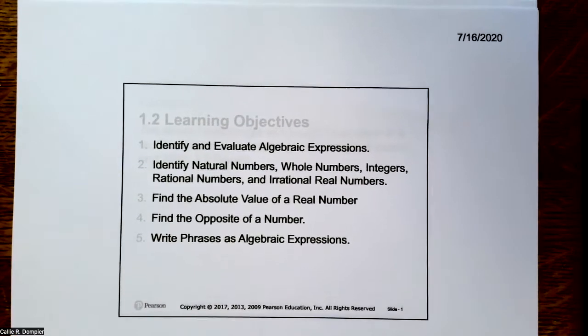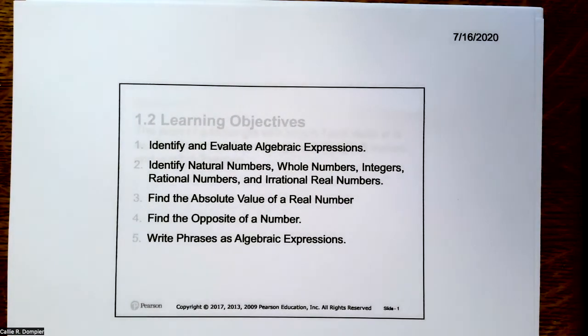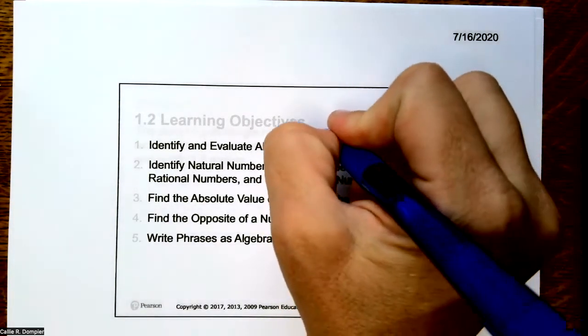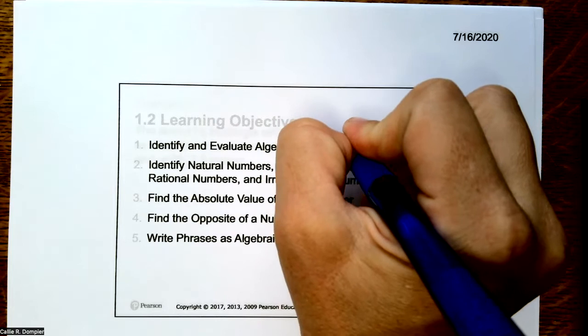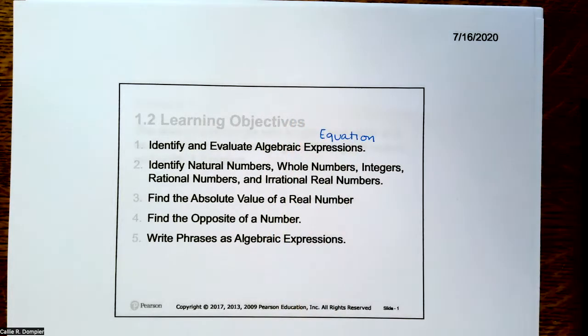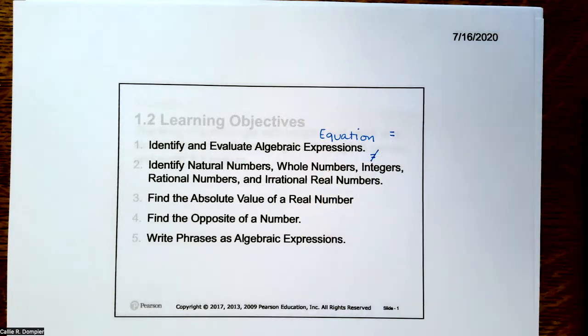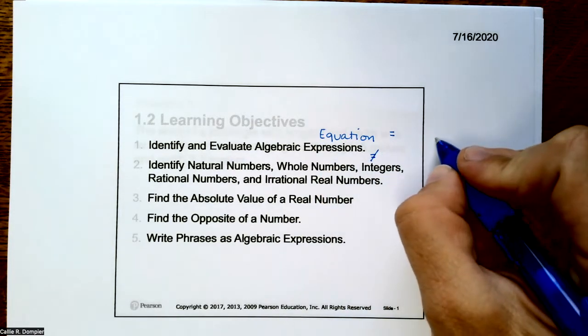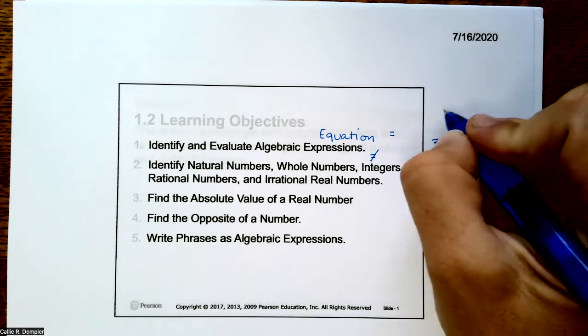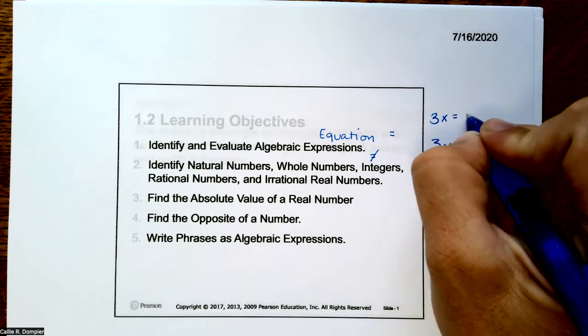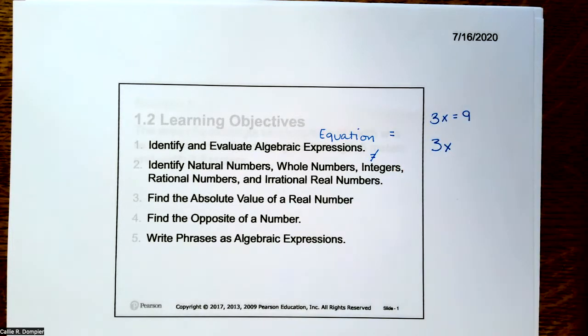All right, this is 1.2. We're going to be talking about algebraic expressions. The difference between an expression and an equation is just that an equation has an equal sign, an expression doesn't have an equal sign. So like an expression would be 3x, an equation would be 3x equals 9, right? So we're going to evaluate algebraic expressions.